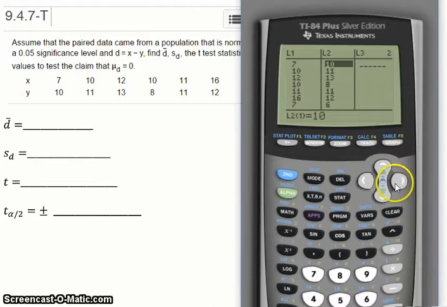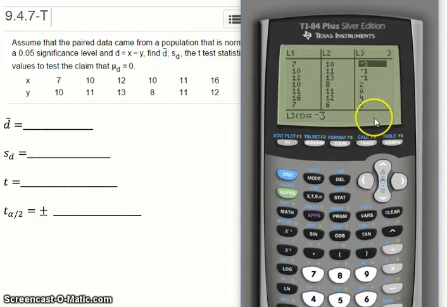In order to create the difference list, I'm going to navigate to a new list, press up, highlight L3, press enter, and then in here, L3, I'm going to put L1 minus L2. So second 1 minus second 2. Press enter. This is the difference list. Each of these values corresponds to the difference between these matched pairs. For example, 7 minus 10 gives me negative 3, 10 minus 11 gives me negative 1, and so on.